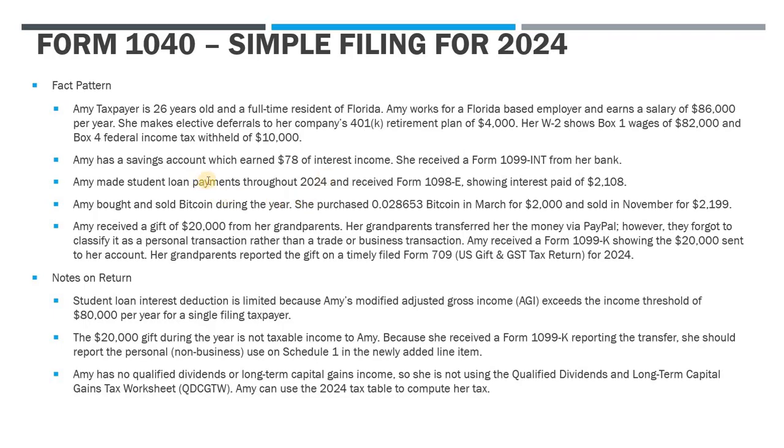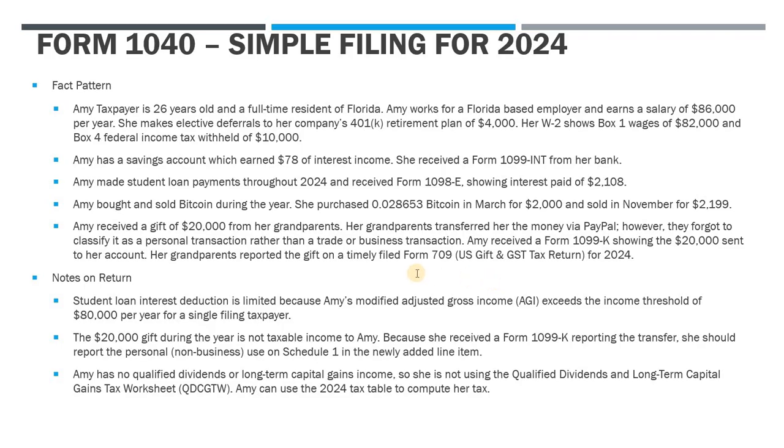She has a savings account, which earned $78 of interest, and she received the 1099-INT. She also made student loan payments during the year, so that was reported on her 1098-E. She bought and sold some Bitcoin during the year. So she purchased 0.028653 Bitcoins in March and sold them later in November for a small capital gain there.